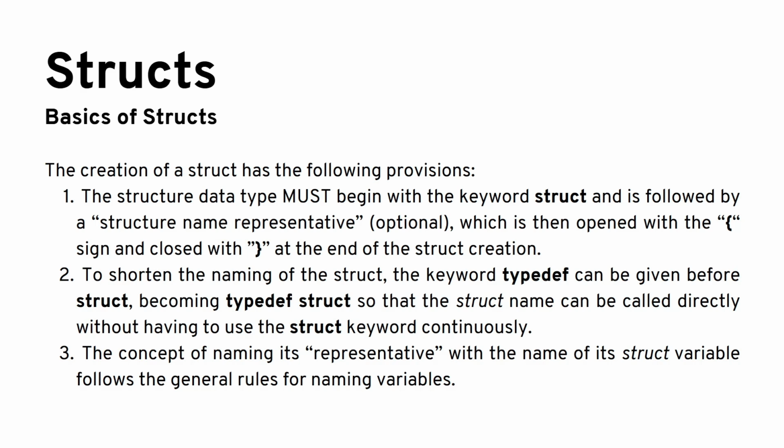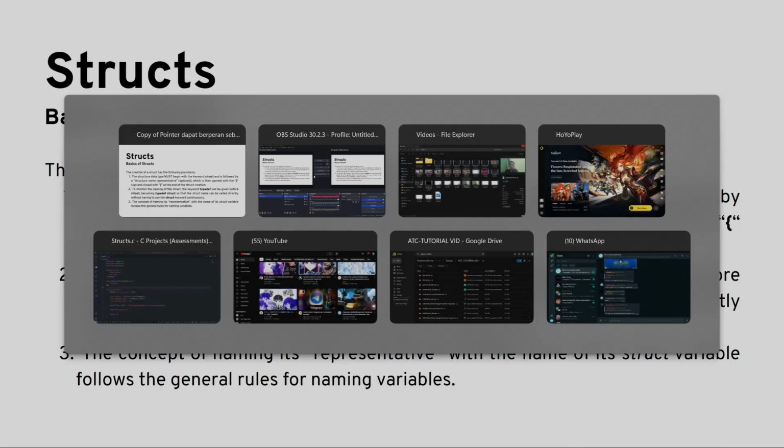Second provision: to shorten the naming of the struct, the keyword typedef can be given before struct, becoming typedef struct, so that the struct name can be called directly without having to use the struct keyword continuously. The third one is the naming of its representative in double quotation marks, with the name of its struct variable following the general rules for naming variables. Okay, without any further ado, let's head into the practical session.